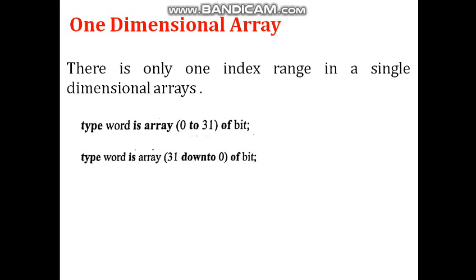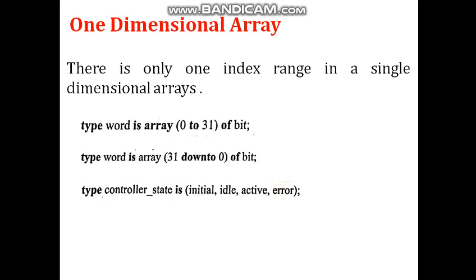Now these two examples, the first one and the second one, are the same, but in opposite manner. Here the range starts from 0 to 31, and here the range starts from 31 to 0. This is in ascending order and this is in descending order. The index value of an array does not have to be numeric.